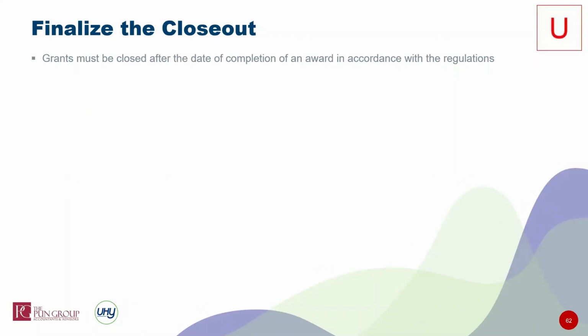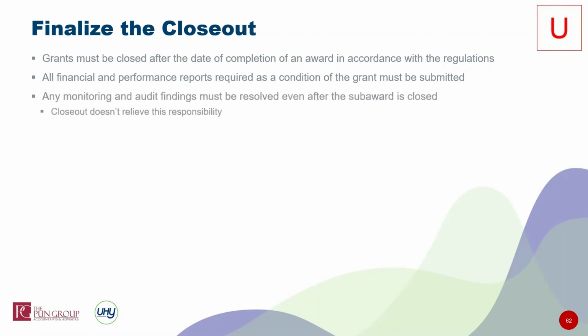So when you're looking at your expenditures incurred, ensuring that your expenditures were incurred within the award period, as well as any extensions that may have been granted, is important to note. As well, all financial and performance reports required as a condition of receiving that grant have to be submitted. So before you close out that grant, all those required reports need to be submitted and included in the grantee's file or subrecipient's file.